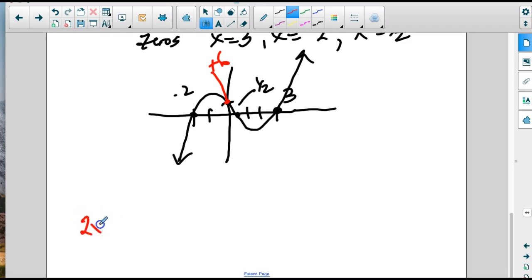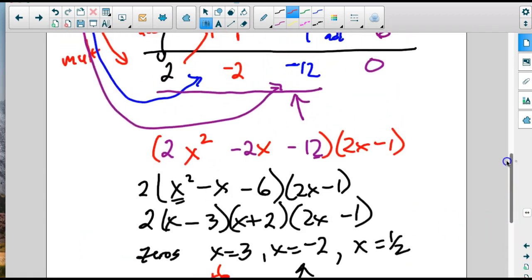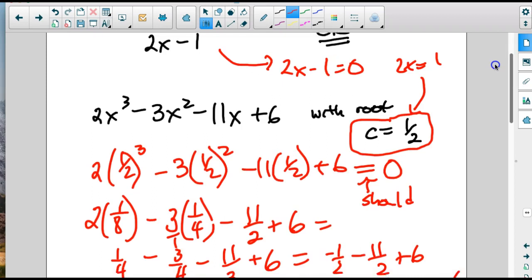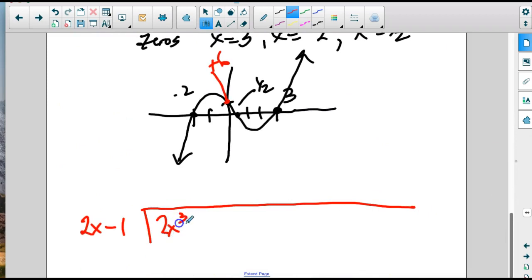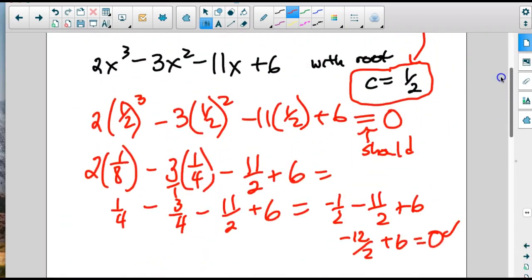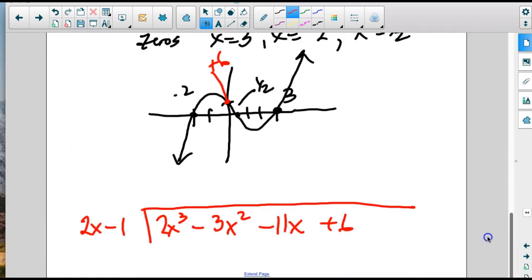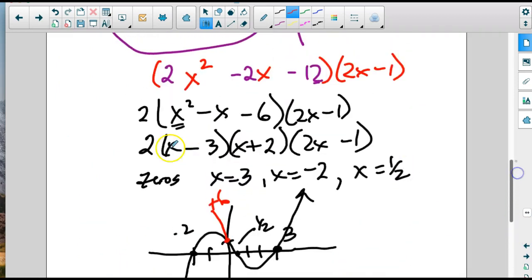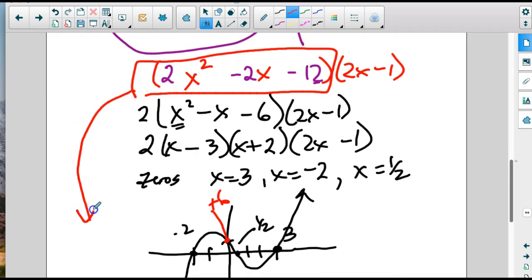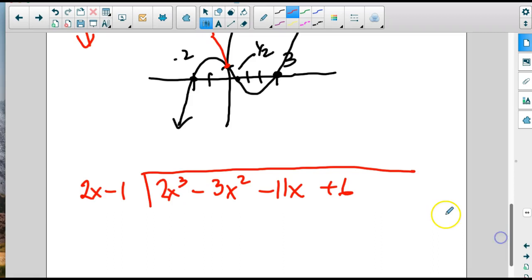So we have 2x minus 1 divided into 2x cubed minus 3x squared minus 11x plus 6. I believe that is our problem. Let's just make sure I got it right. Okay, so we're going to do this long division, and we should end up with this solution right here. That solution should be the same as what we're going to get in this long division problem.